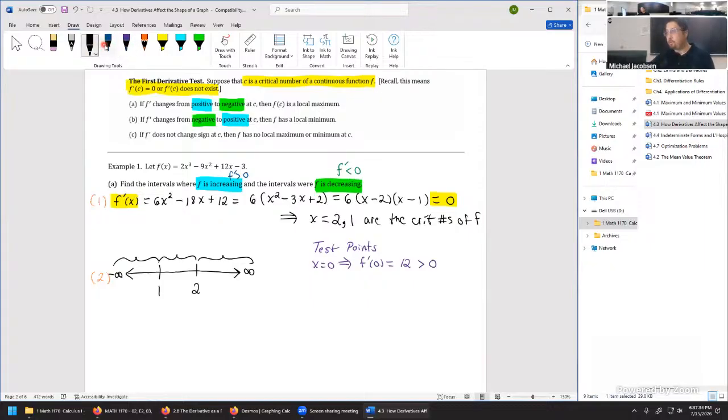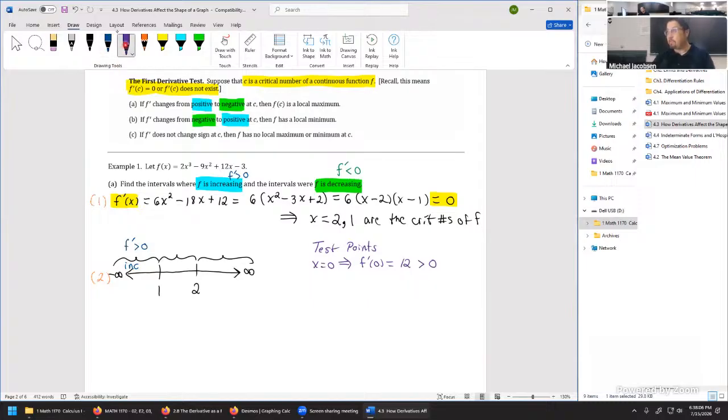Now we tested one number on this region, but knowing at one single number it's positive tells us in this entire infinite interval, the derivative is always positive because it only ever switches to negative by hitting a 0, and that occurs at the critical numbers, 2 and 1. So we're always positive in this region, which means it's always increasing in that region. I'll use INC for a shorthand on increasing.